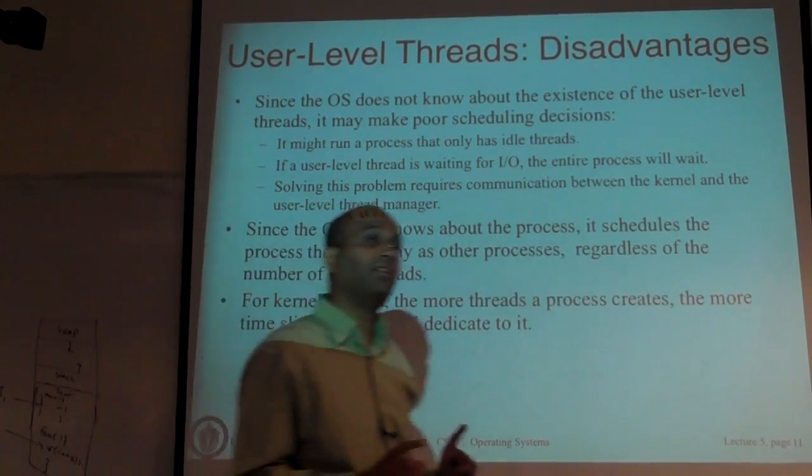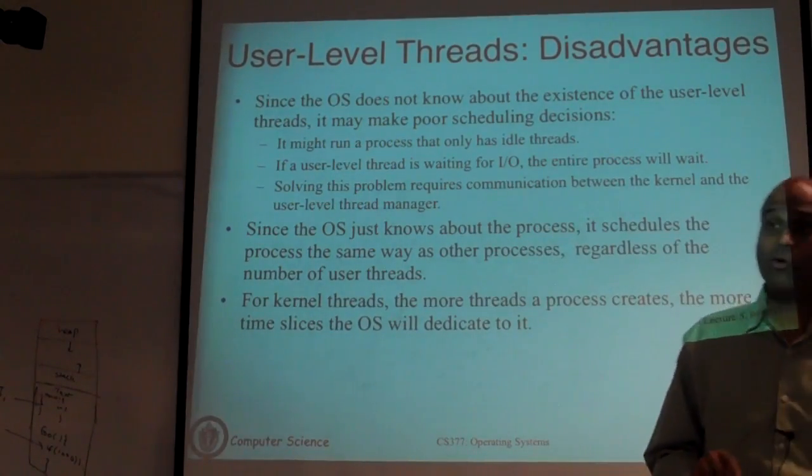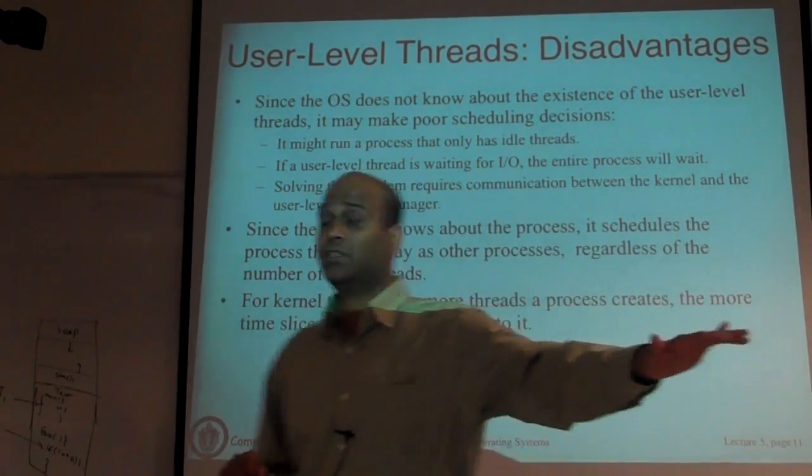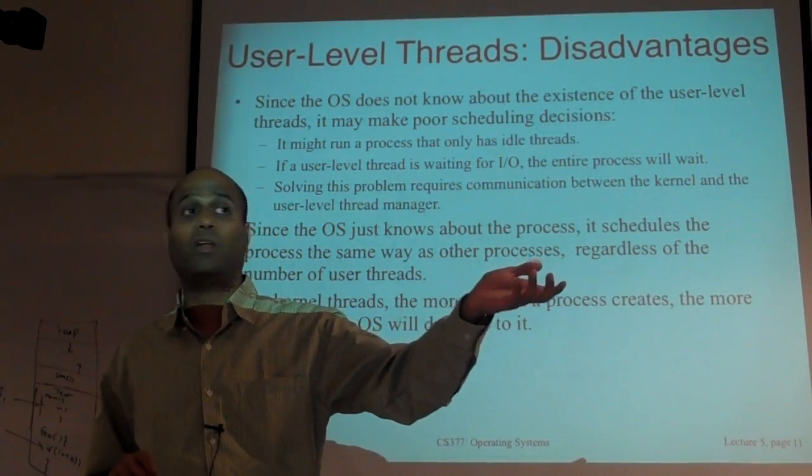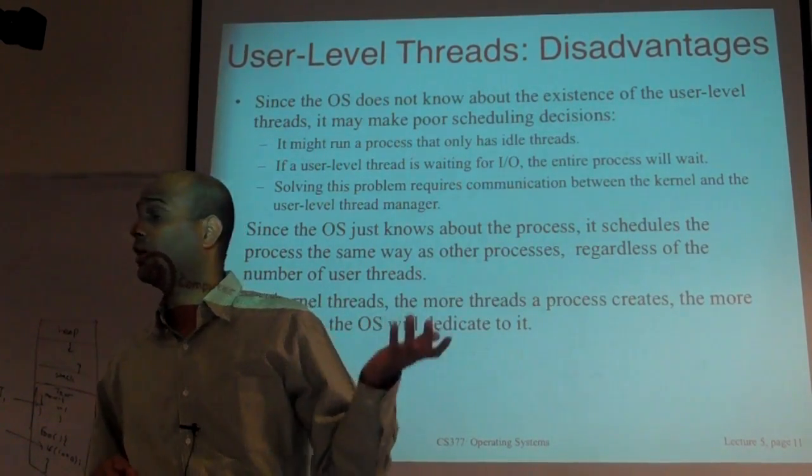In kernel level threads, that's not true. If that thread does I/O, only that thread goes to the wait queue. The other threads still stay in the ready queue and they will actually run. So your process can continue to make progress even if some threads are blocked and others are not.